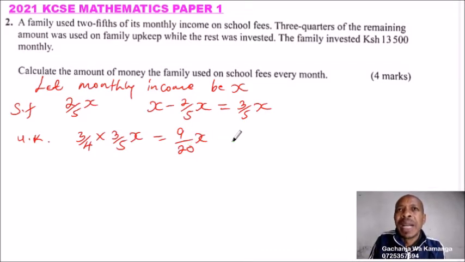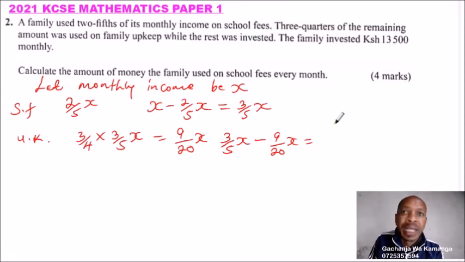So what is the balance, so that we get what was invested? This is what was left after paying school fees, so this is 3/5 of X. You minus what was used for upkeep, that is 9/20 X. You can use your calculator to be able to do that, and you'll get that it is equivalent to 3/20 X. So this is what was invested.